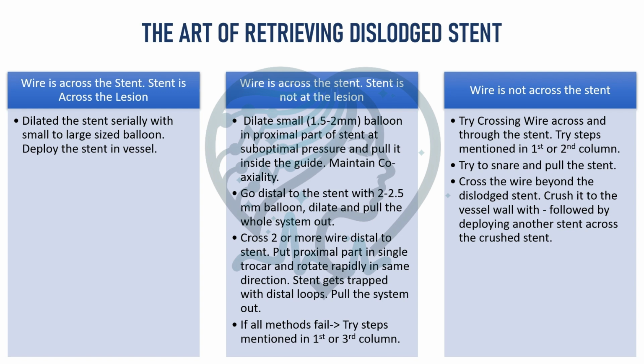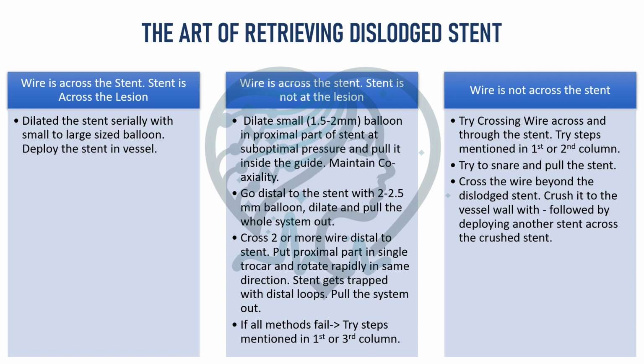Another method is to cross two or more wires distal to the stent, put the proximal parts of these wires in a single torque and rotate them rapidly in the same direction such that the stent gets strapped with distal wire loops, and then pull the system out. If all these methods fail, then again you can go to the options available in the first or second column.